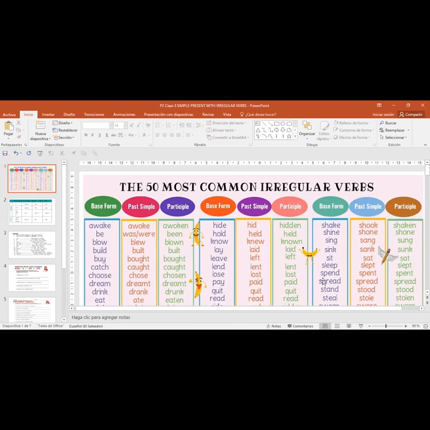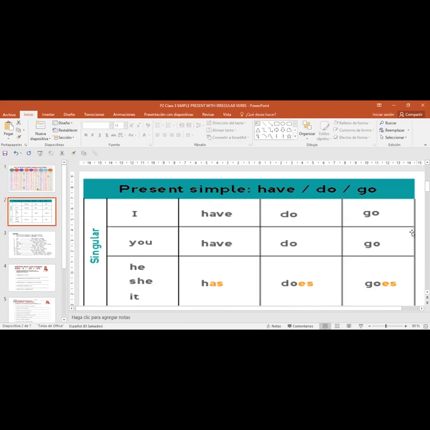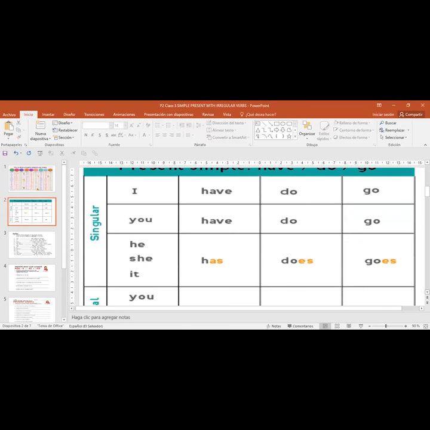¿verdad? Entonces, you have to keep in mind, tenemos que tener en mente que en el presente, we need to add the spelling rule for the third person. Y tenemos que tener presente la regla para la tercera persona del singular, ¿verdad? He, she, it, has. He, she, it, does. He, she, it, goes. ¿Verdad?